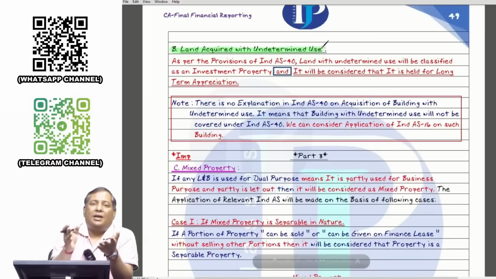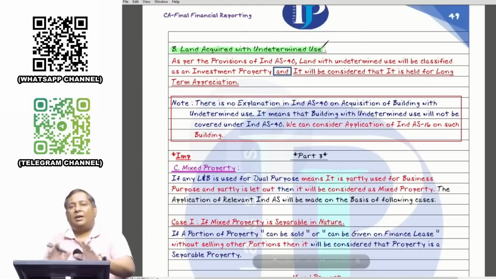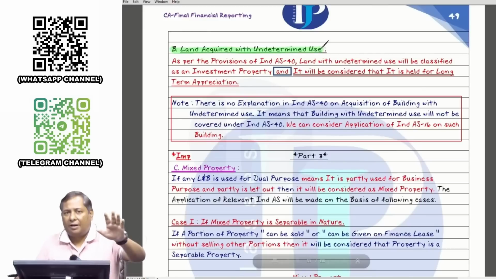Hence, Ind AS 40 says if you buy any land for an undetermined purpose, we will assume that appreciation will come here. You have made an investment. We will apply Ind AS 40 here. Therefore, if you purchase land with no purpose, we will assume it's an investment property.